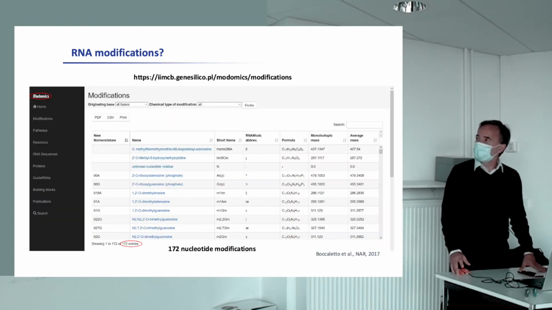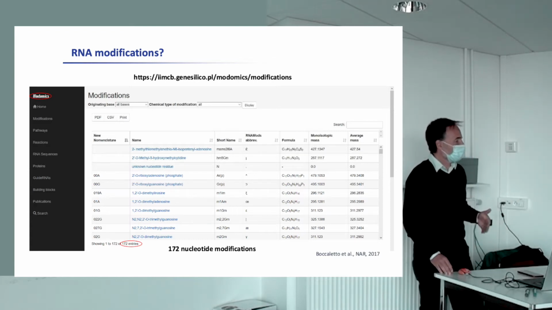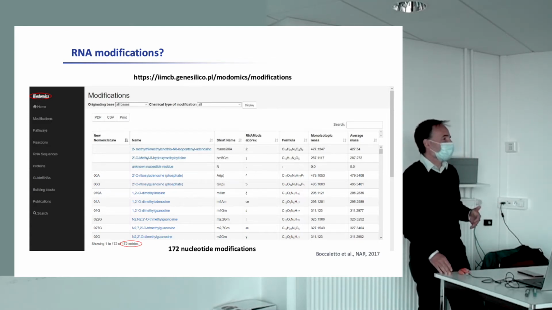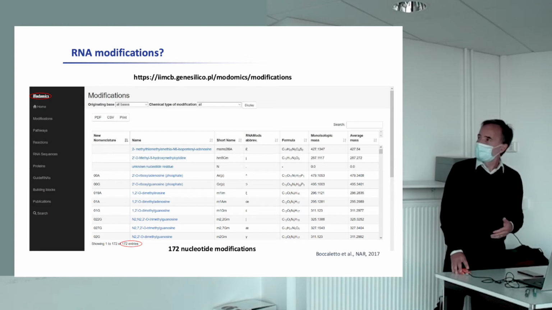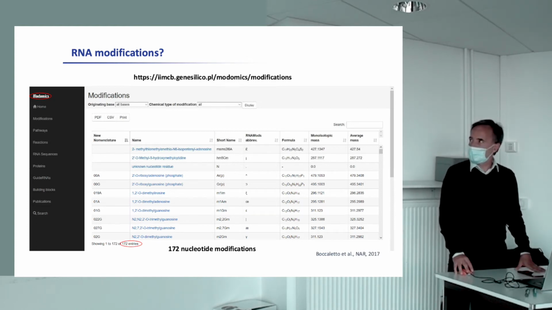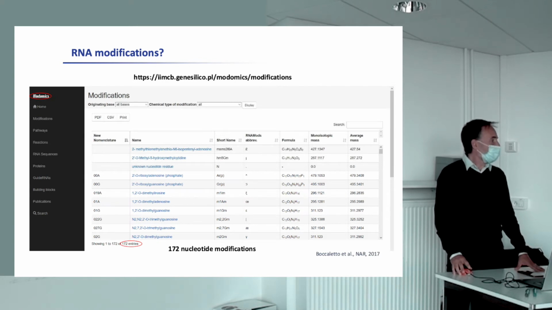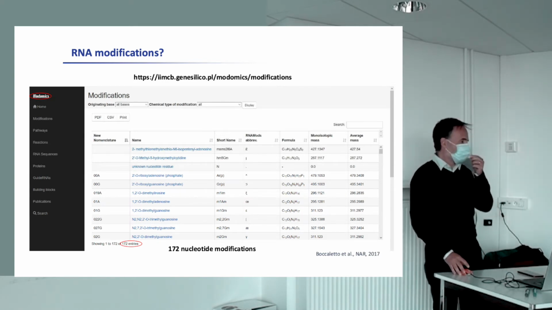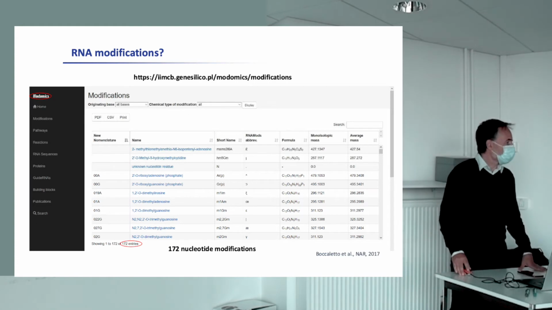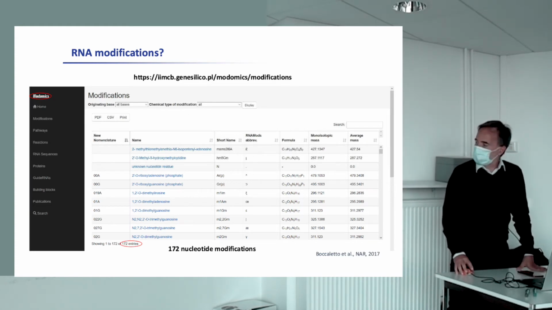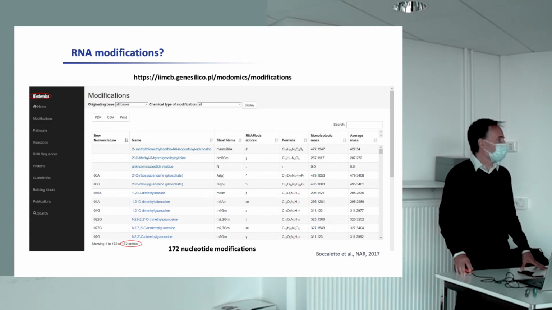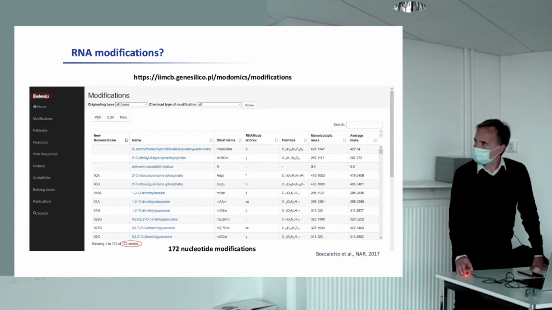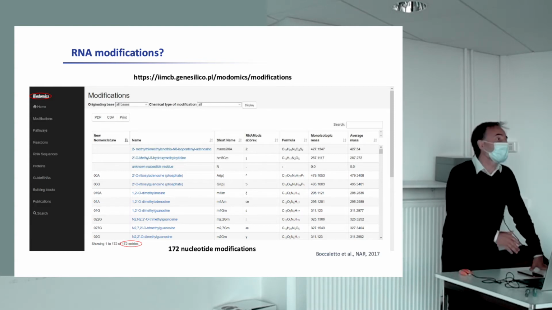Okay, so there are so many modifications, and the repertoire of modifications is increasing day by day, not really day by day, but month by month. And there is this website you may already know, Modomics, that is collecting all the newly discovered modifications. And I took this screenshot this morning, so nowadays we have 172 different modifications that have been characterized on different RNA molecules and in different organisms.